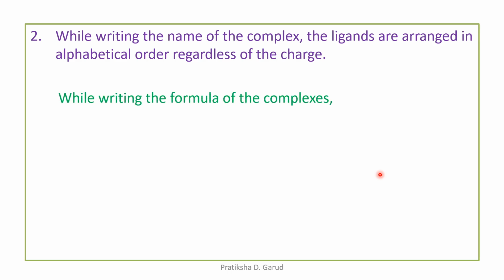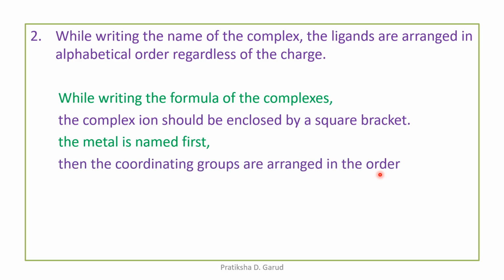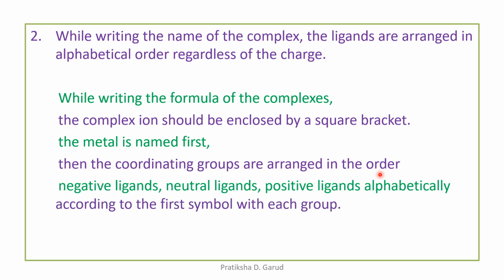Whereas while writing the formula of the complex, formula meaning the structure of the complex, how do we write it? The complex ion should be enclosed in a square bracket. We have seen this in the example. Then in the square bracket, we first put the metal. Then the coordinating groups, meaning the ligands, are arranged as follows: first you put the negative ligands, then the neutral ligands, and then the positive ligands, and they are arranged alphabetically according to the first symbol within each group.